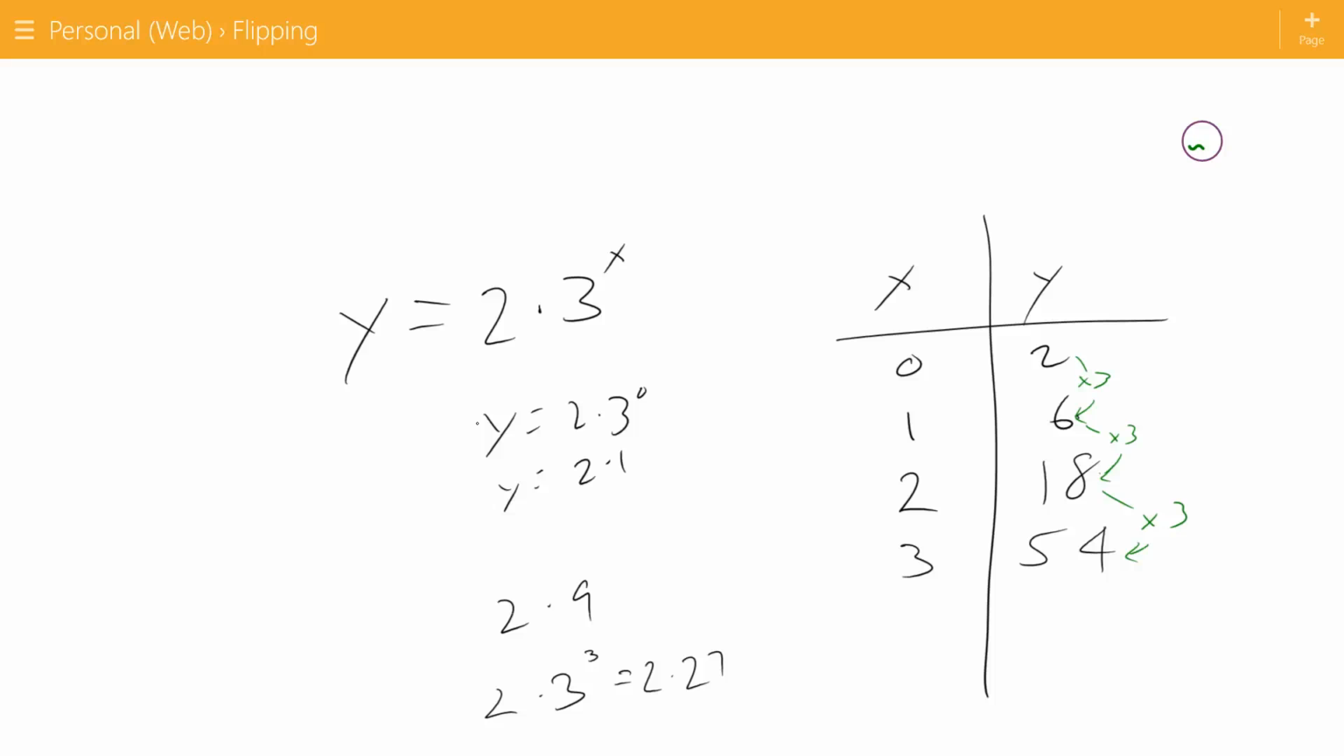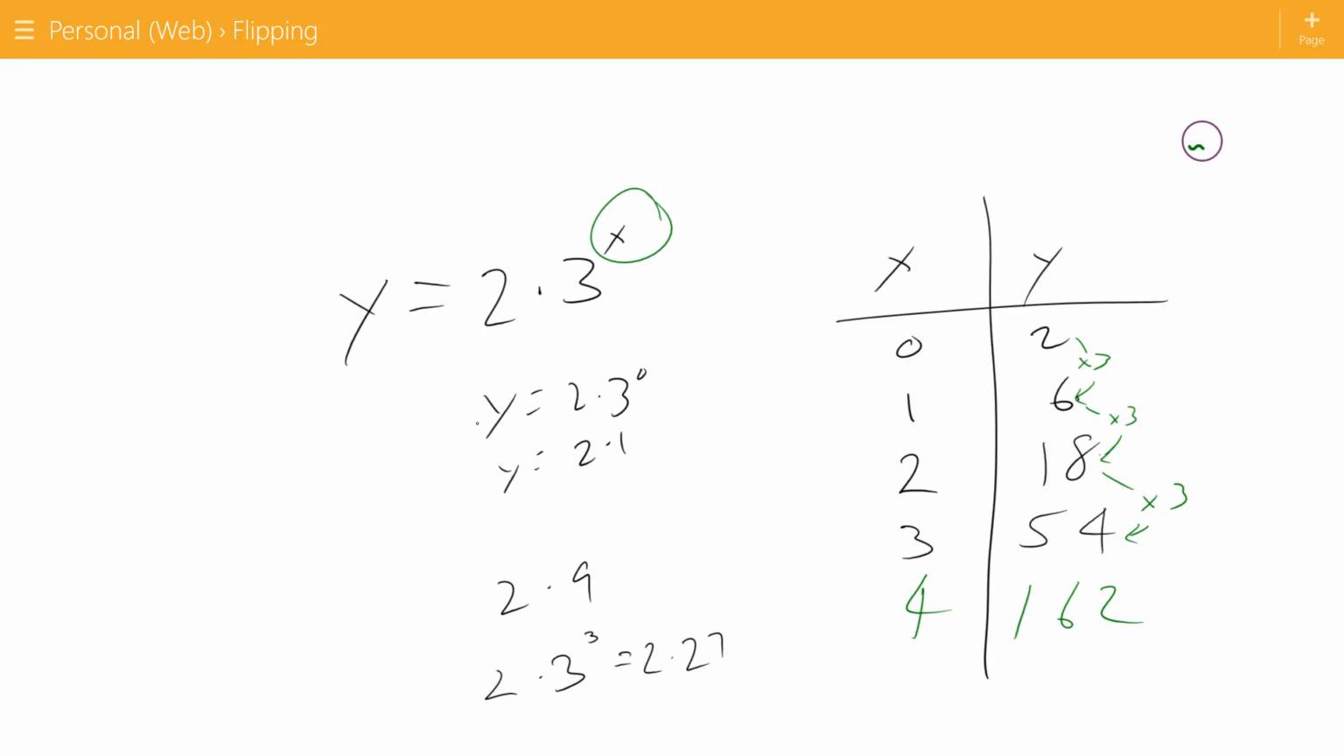If I wanted to know what x equals 4 would be, without doing really any other calculations, if this is the pattern, then I can just think of, oh, 54 times 3 gives me 162. That's what this value is.